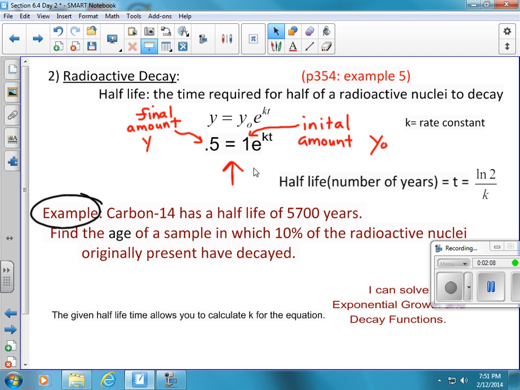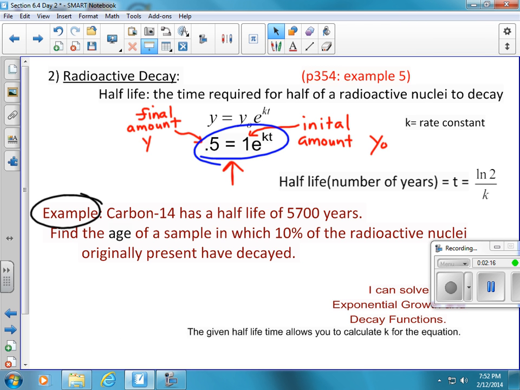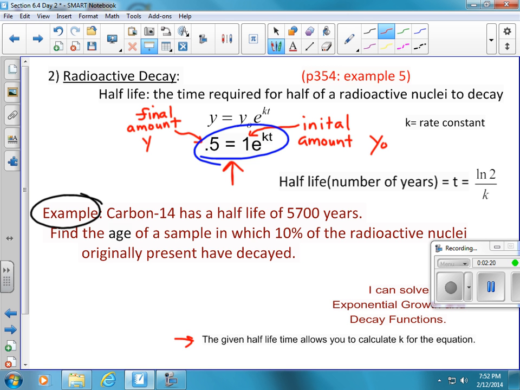Now, if we know that the half-life is 5,700 years, in this equation up here, we can calculate K. So that is the first thing we're going to do. The given half-life allows you to calculate K for the equation. That's what we're going to do. All right, so 0.5 divided by 1 is just 0.5 equals e to the k times 5,700.